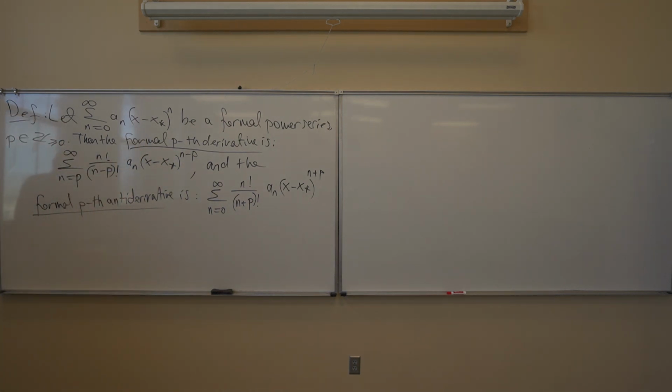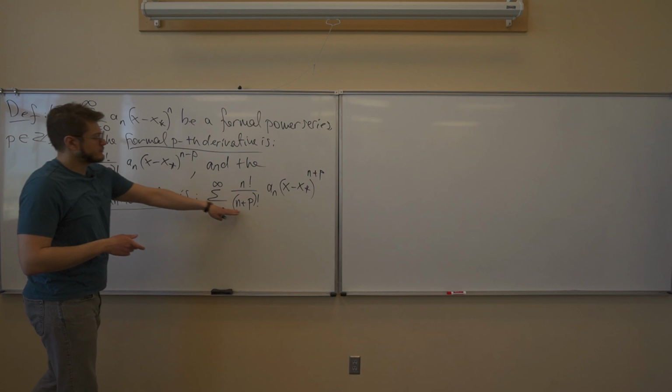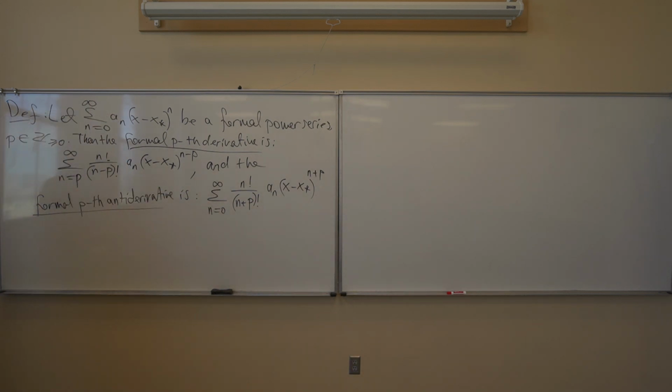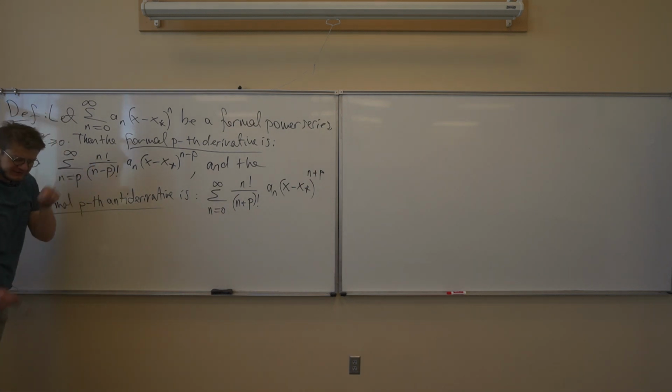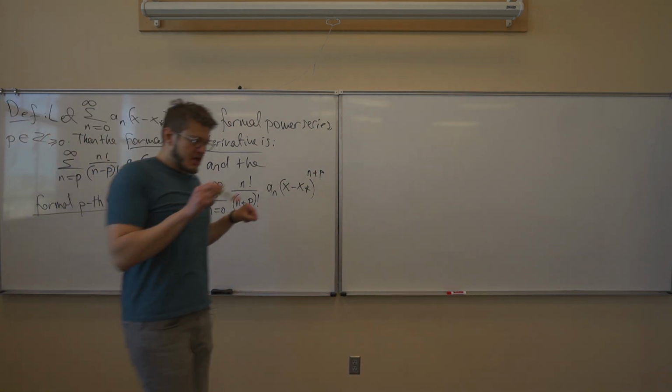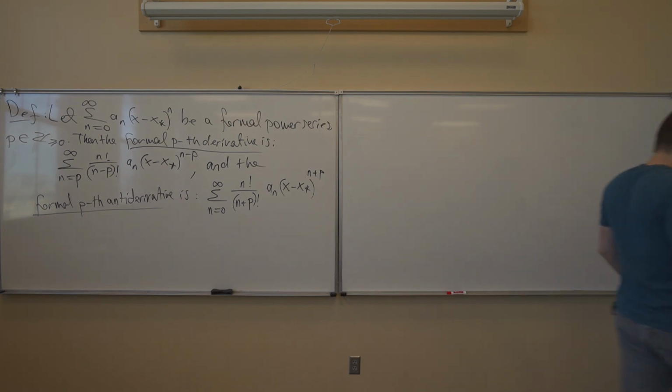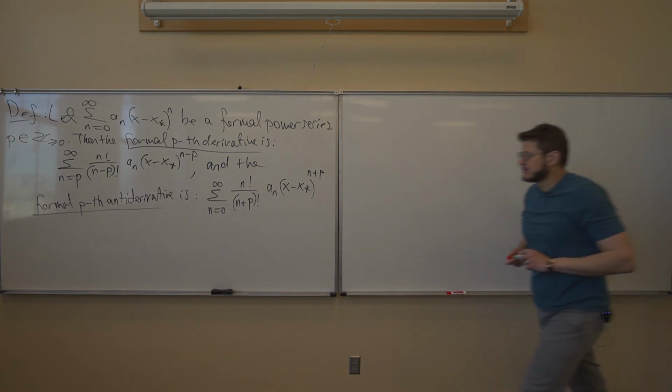Okay? Now, if I were to fix a p, then I can really come up with the formal pth derivative of this expression and the formal pth antiderivative of this expression like this. And so here I'm using the factorial symbol in case you're not familiar with this. For instance, n factorial is just a faster way of writing the product of all integers from 1 to n.